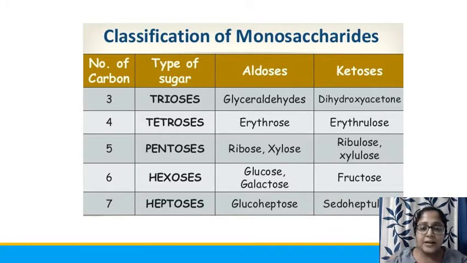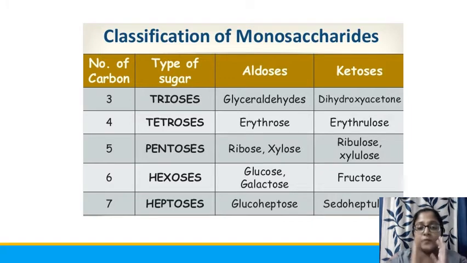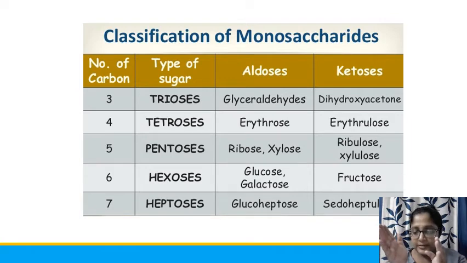So monosaccharides are classified on the basis of the carbons they have into trioses containing 3 carbons, tetroses 4, pentoses 5, hexoses 6 and heptoses 7, and they have an aldehyde variety and also a ketone variety. Mainly we will deal with the hexoses, under which the aldehyde group containing monosaccharides are glucose and galactose, and the ketone group containing monosaccharide is fructose.